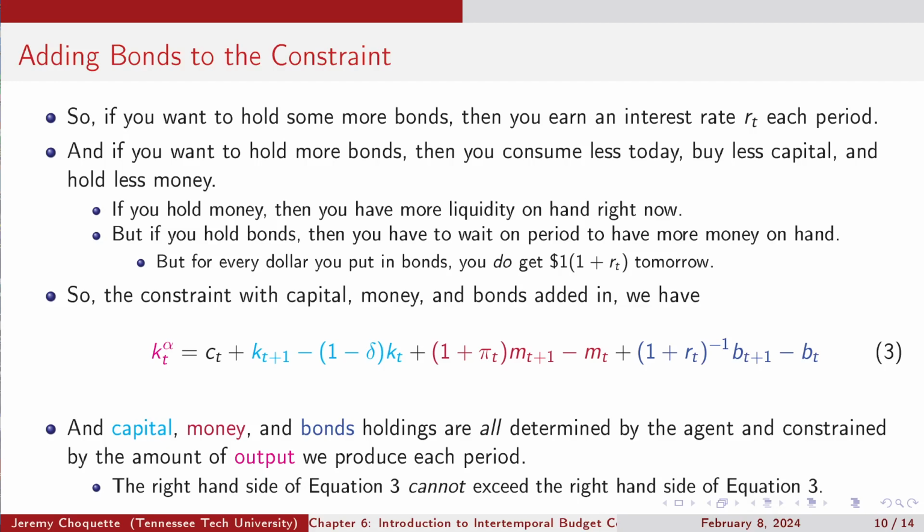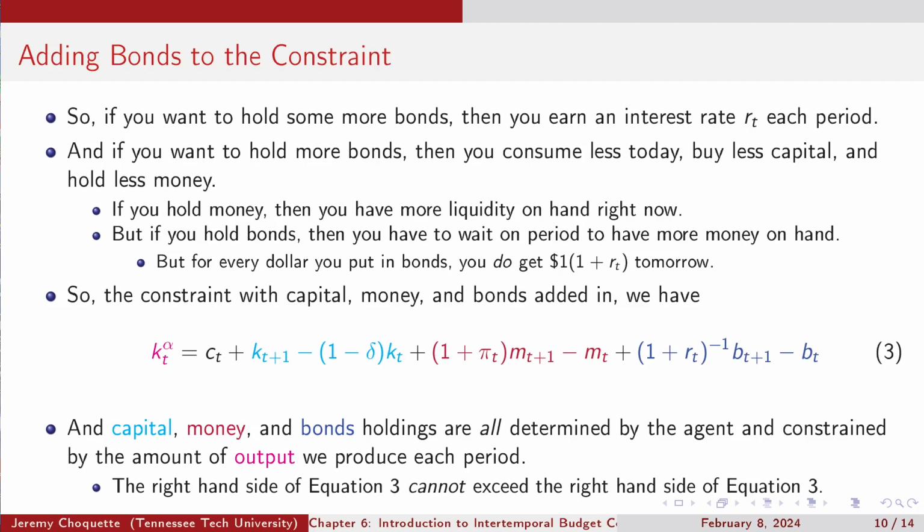So if you want to hold more bonds, then you can earn an interest rate R each period. And if you want to hold more bonds, you consume less today because you kind of have to. You buy less capital, because you can't buy more capital and more bonds. And you're going to have to hold less money. If you hold money, you've got more liquidity on hand right now. But if you hold bonds, you have to wait one period to get that money on hand. So for every dollar you put in bonds, you get $1 times 1 plus the real interest rate tomorrow.